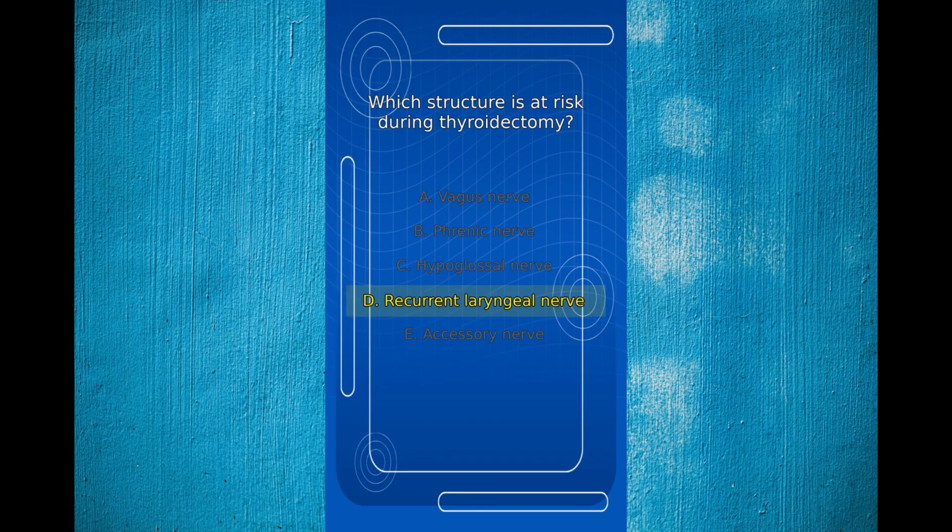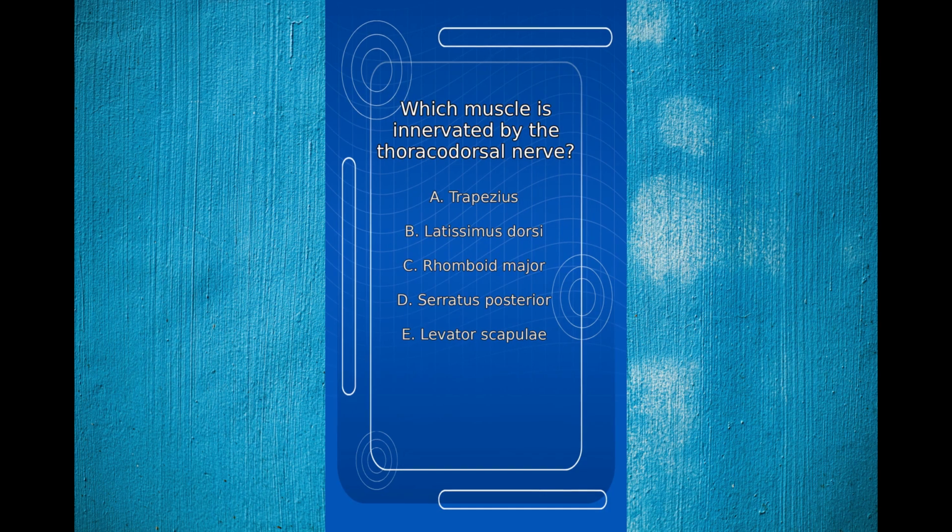The correct answer is D. Recurrent laryngeal nerve. The recurrent laryngeal nerve is closely related to the thyroid gland and at risk during surgery. Which muscle is innervated by the thoracodorsal nerve?